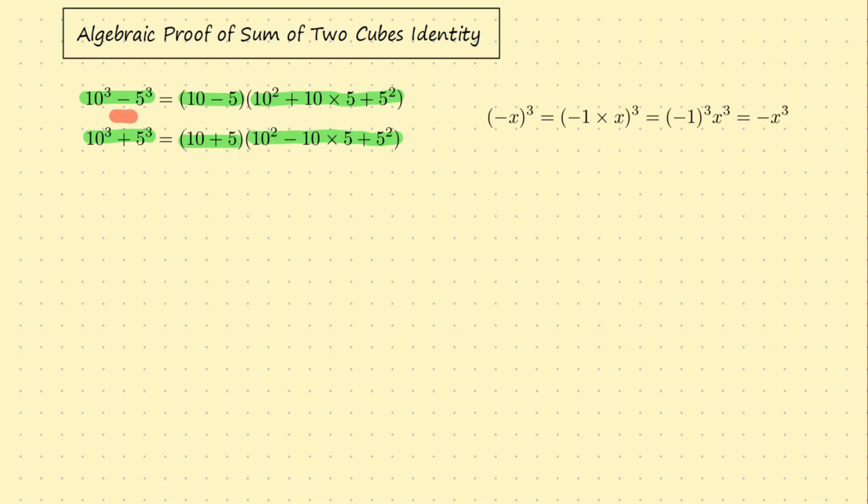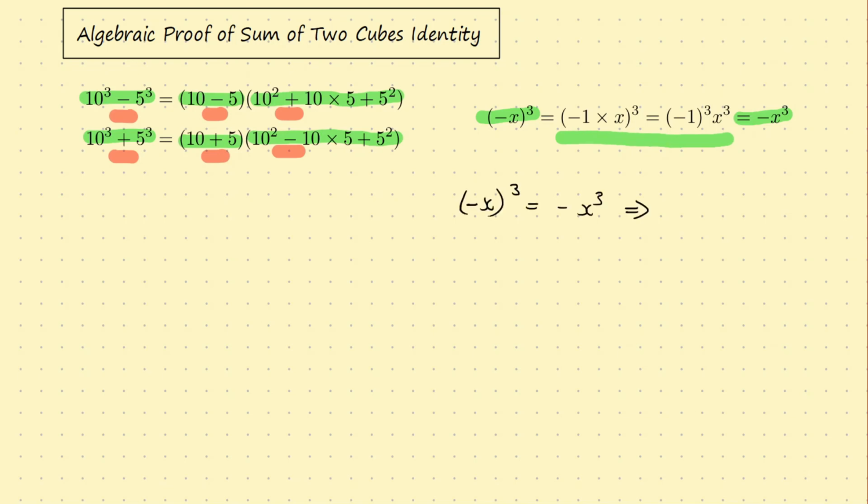So here we have a negative sign, here we have a positive sign, here we have a negative sign, here we have a positive sign, here we have a positive sign, here we have a negative sign. And the reason for these sign changes can be explained by the fact that (-x)³ = -x³, as you can see if you expand it like so.